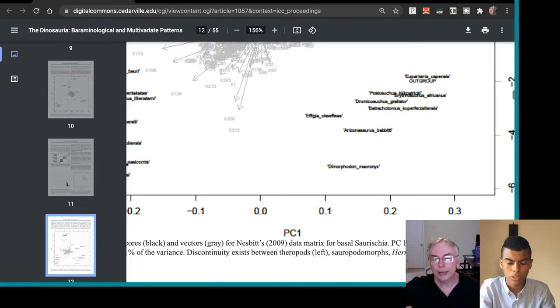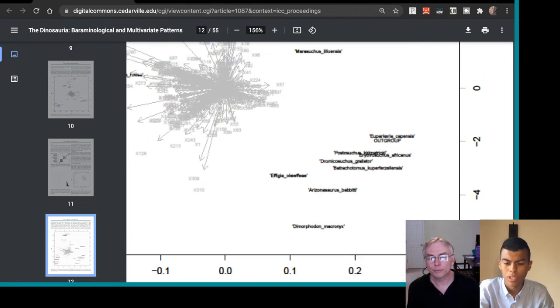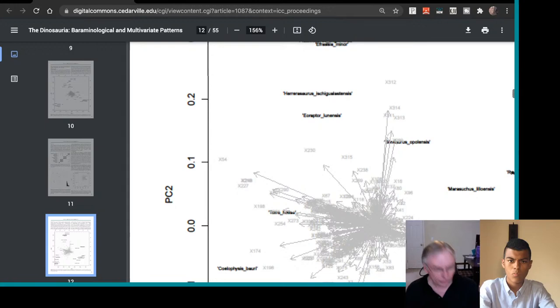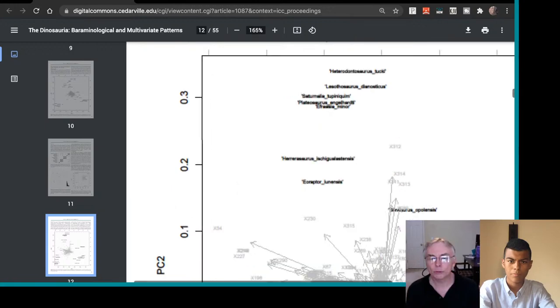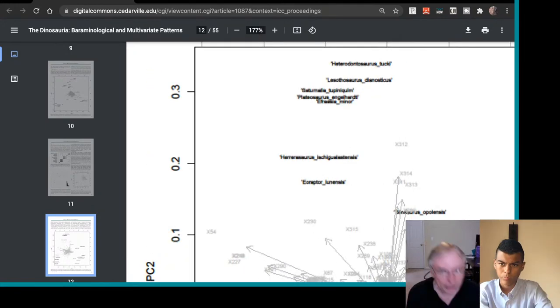Our outgroups form a bit of a cluster there, down in the bottom toward the right. Do you see all the white space between them and the rest of them? That shows there's quite a gap between those and whatever else is on the other side. So the Eoraptor is actually quite far away from that outgroup, as you can see there. But it's much more closely aligned with, say, Herrerasaurus.